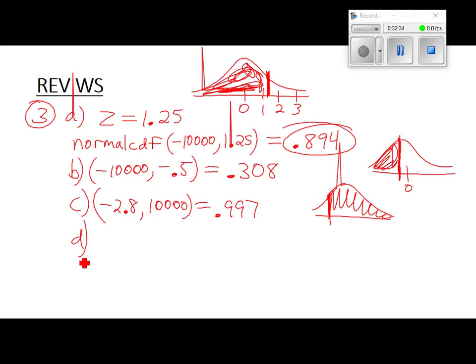What's D? 3.1 to the right of. So we went to the right, so how are we going to punch that in? What are we going to put? 3.1, 10,000, good. Think about it before you tell me anything. 3.1, that's way over here somewhere, right? That's way up there. How much of the area is going to be above that? Not very much, right? What'd it come up to be? 0.000968. So about that. It's less than, not even 1/10 of a percent, right?